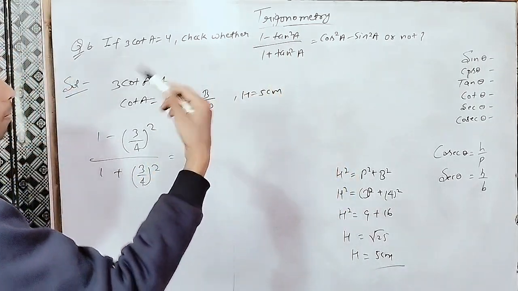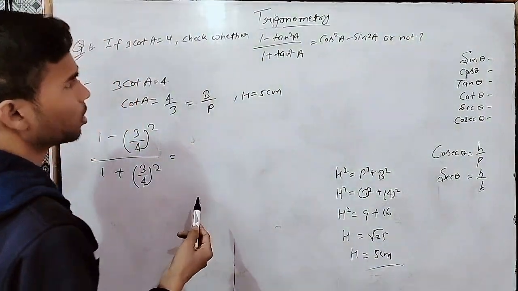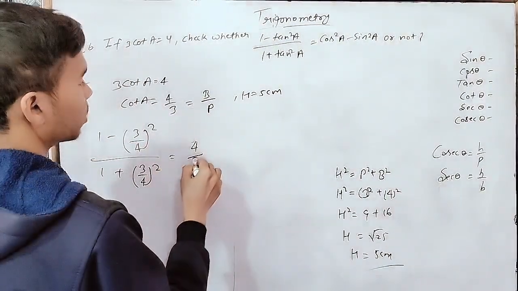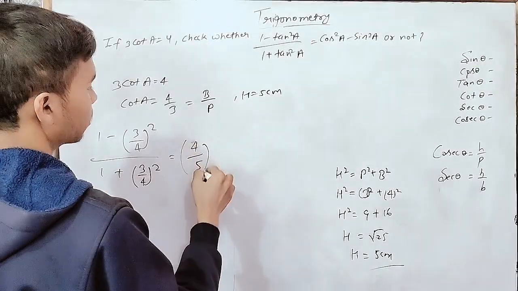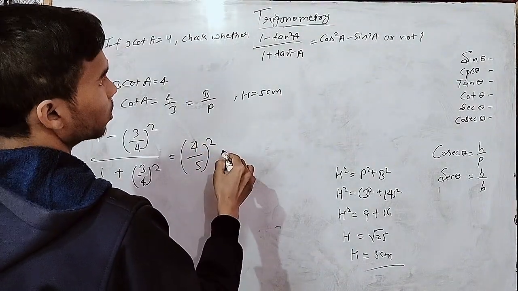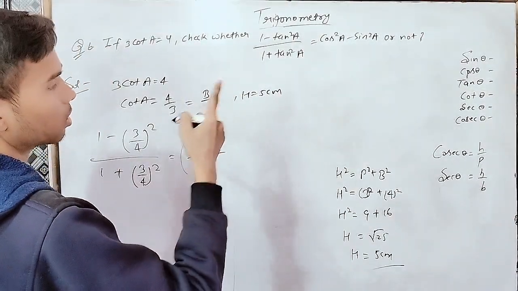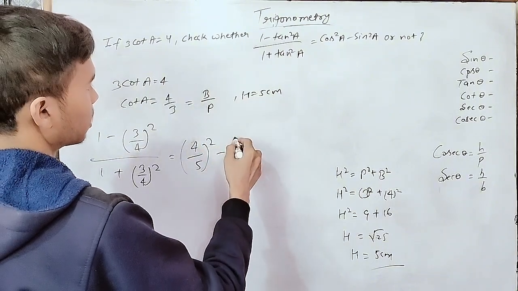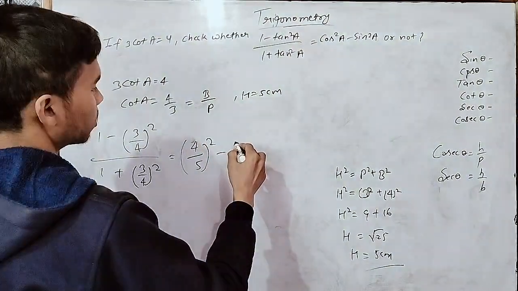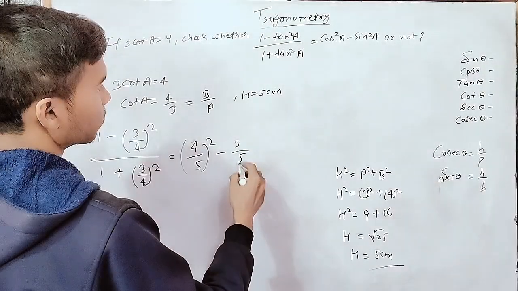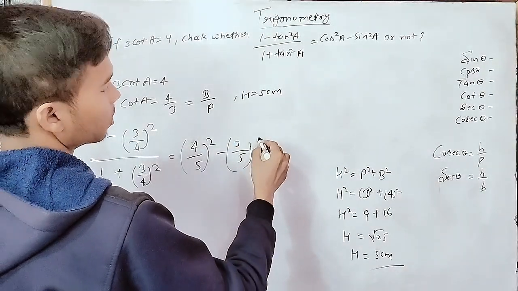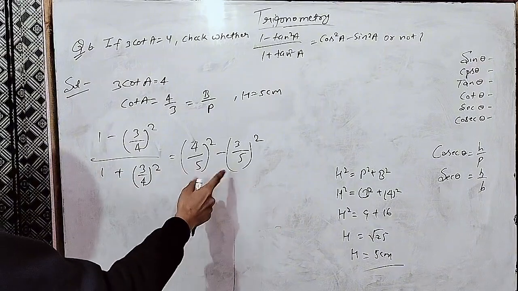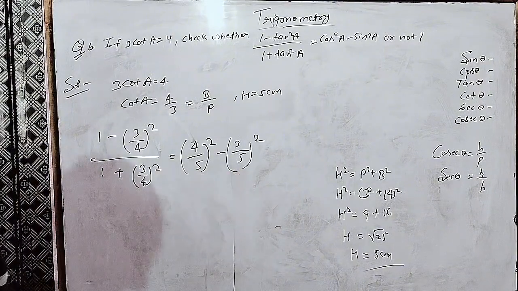Cos A is B by H. So B is 4, H is 5, minus sin A, which is P by H. P is 3, H is 5. This is in a square. Let's see whether the value of this equals the value of this or not.